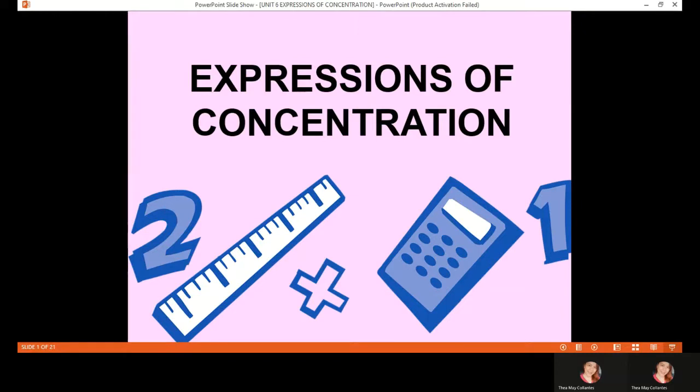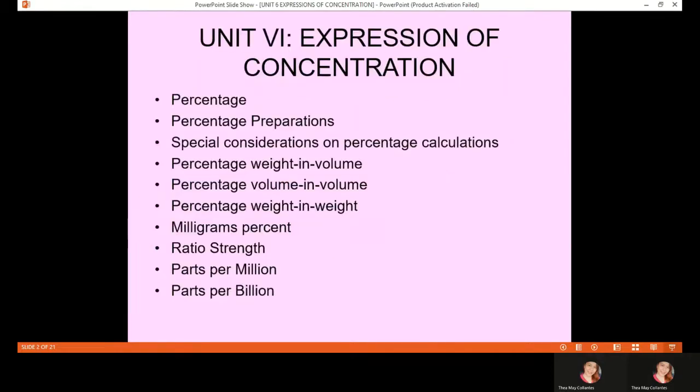Okay, guys. So today we are going to learn about expressions of concentration. There are many things within this PowerPoint, but what we are going to talk about will be percentages, parts per million, and parts per billion. So here are all the things that we are going to learn today. Hopefully, everyone will understand the concepts behind this.